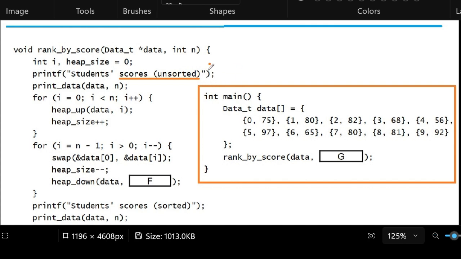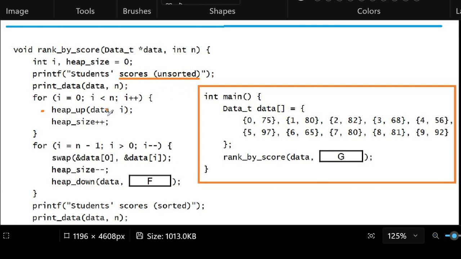Okay, so in this case, in the function rank by score, we have here another set of instructions where we see that heap up is called in this portion of the code. And then we have to also remember that what we're doing is sorting the scores. And currently the scores are not sorted.